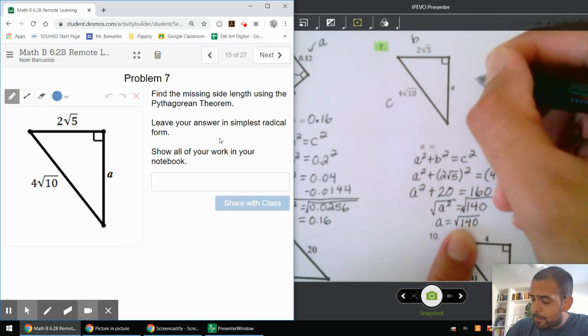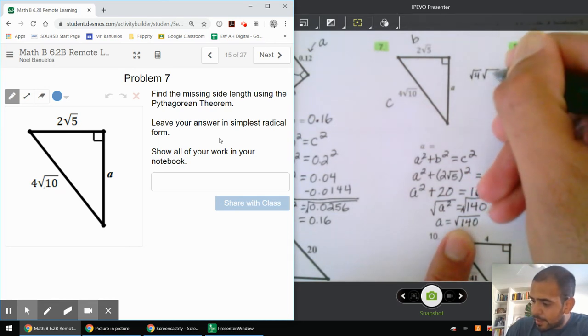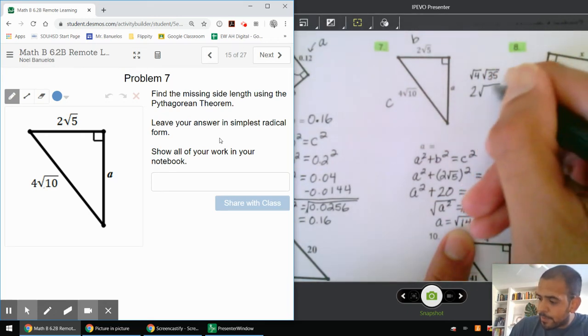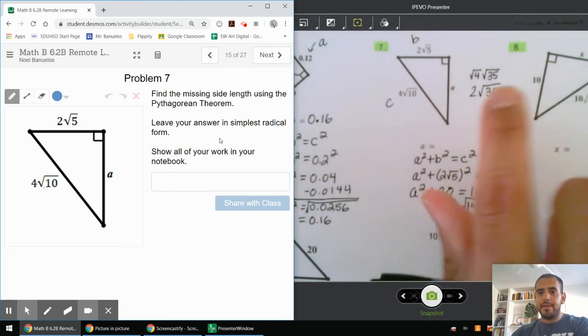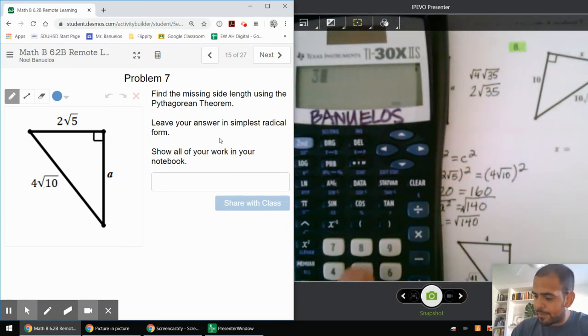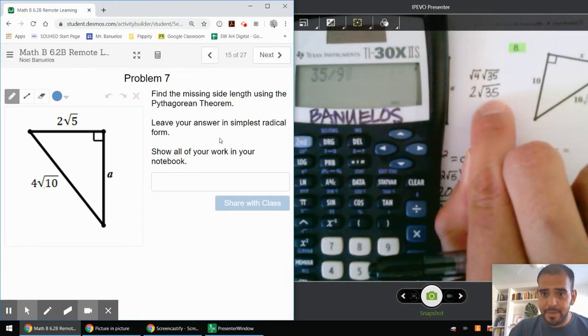So I'm going to break this down. The square root of 140 is the square root of 4 times the square root of 35. And that would be 2 square root of 35. Now ask yourself, is there another perfect square that goes into 35? Well, let's try it. 35 divided by 4. Nope, doesn't go evenly. What's next? 9. 35 divided by 9. So I'm using perfect squares. I'm trying to figure out, can a perfect square go evenly into this radical?